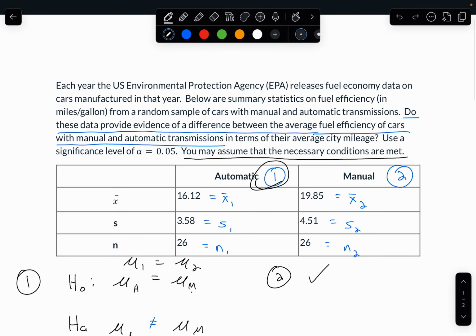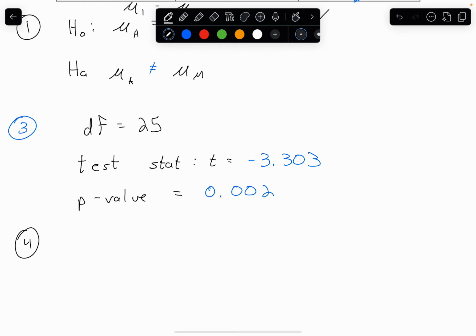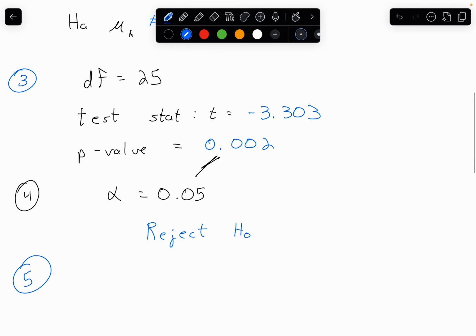Our alpha was 0.05 as usual. So for step 4, we said alpha was 0.05. I'm comparing these two numbers. Is the p-value less than alpha? In this case, yes, the p-value was less than alpha, which means yes, we reject H0. So we will reject the null hypothesis H0, which then means for step 5, interpreting our decision, that there is enough evidence to support the claim or the alternative hypothesis.